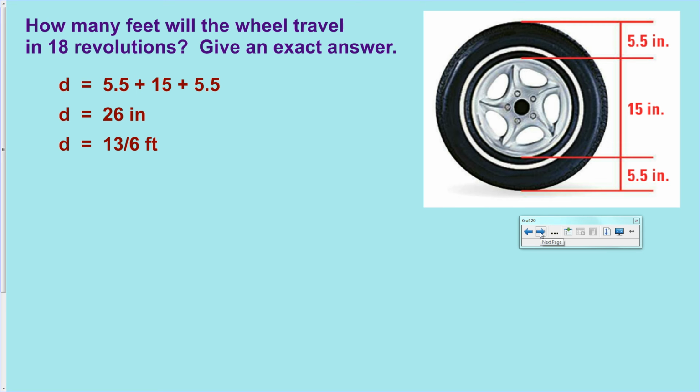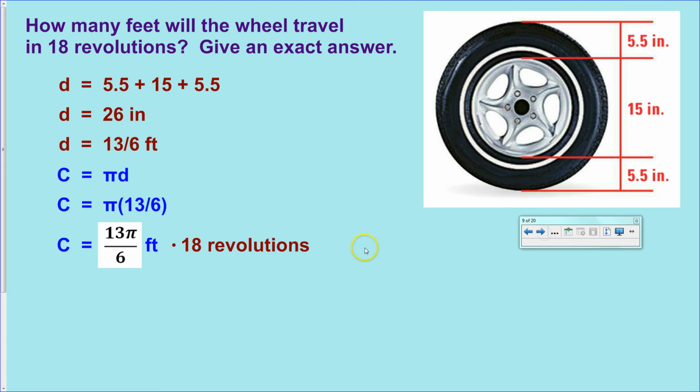To find the circumference, now that we have a diameter, just go pi times d, which looks a little bit like that. If you wanted to write that as a fraction in kind of vertical form, it would be 13 pi over 6. And then we simply need to multiply that by 18 to get the number of feet traveled in 18 revolutions. So the only thing that's awkward in this problem is that you're dealing with fractions again. It might have been a while. You just have to start getting comfortable with manipulating fractions by hand, not using a calculator.